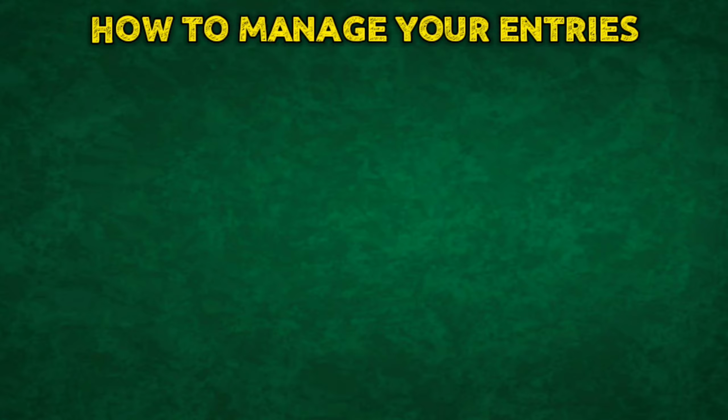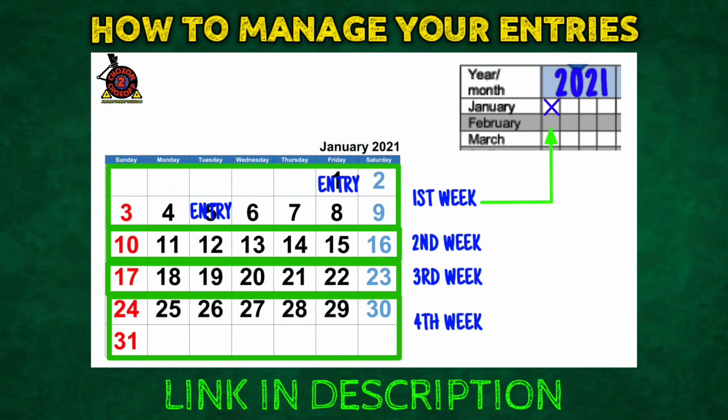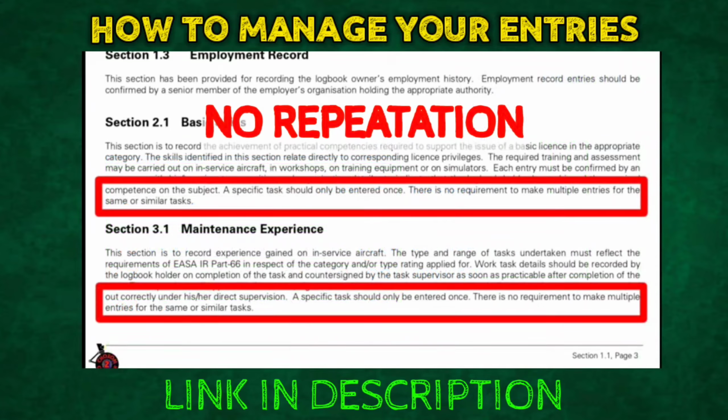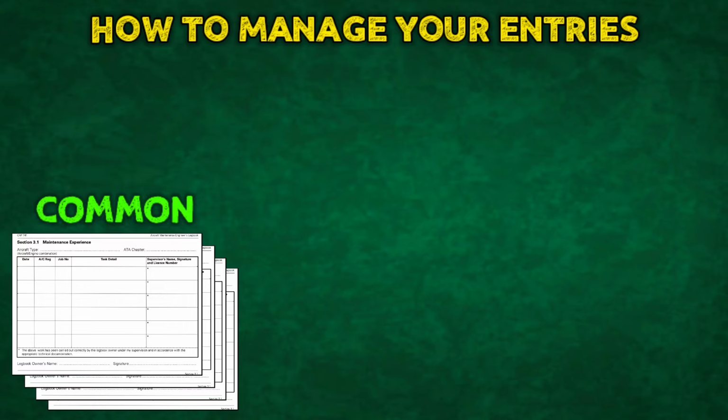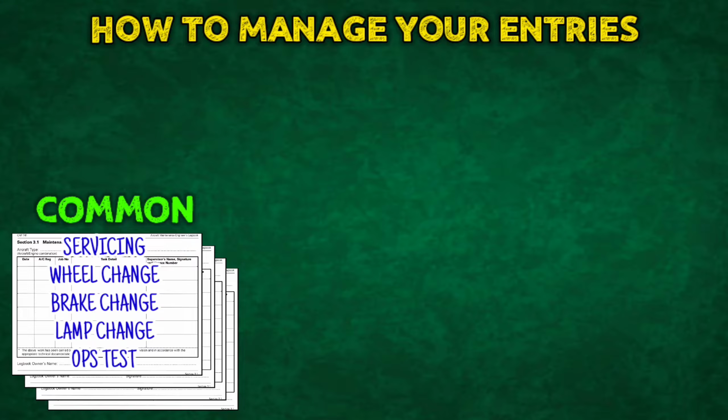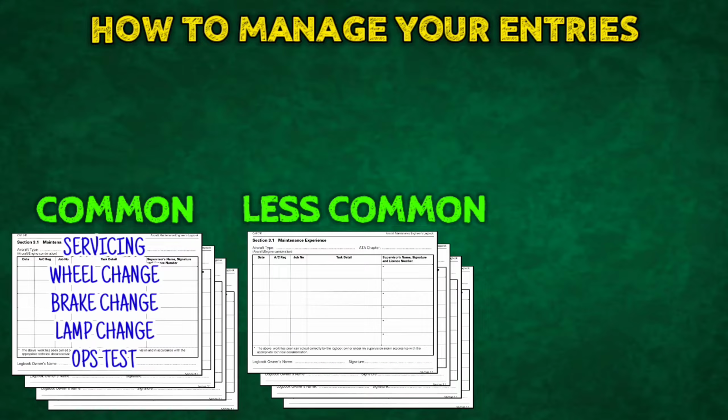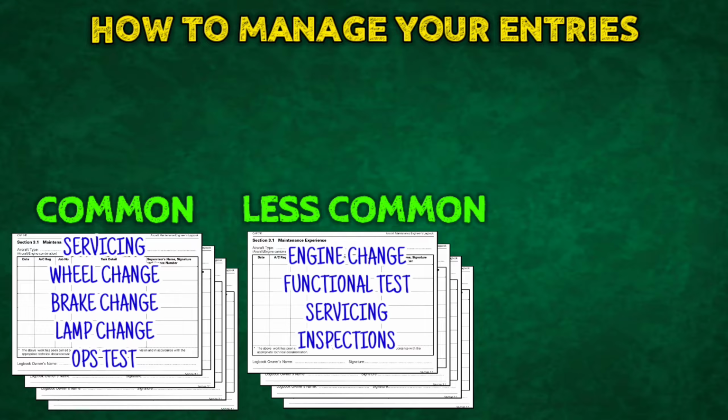Let's talk about how to manage your entries. In the previous video we already saw that 2 entries are needed per week. Moreover, we cannot repeat the task again and again. So we should manage our entries accordingly. There are some tasks which are very common in nature and which are done on a regular basis, like servicing, wheel change, brake change, lamp replacement, operational test. Some tasks are done at long periods of time, like engine change, functional test, servicing and inspections.